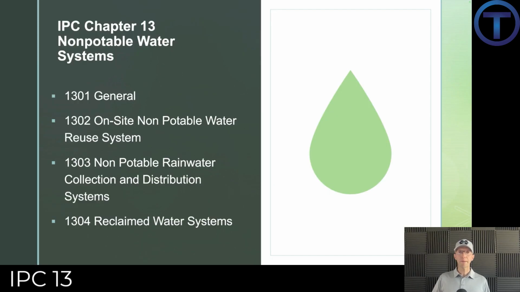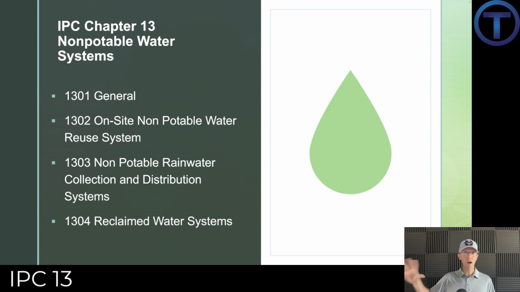Let's move on to chapter 13. This is all about non-potable water systems, also known as gray water. We'll look at the specific definitions of that in a minute, but let's just get an overview of this chapter. 1301 just goes over the general information. 1302 talks about on-site non-potable wastewater reuse. So that means there's some of this wastewater, we're going to reuse it for something, but that's within the building, right? So on-site. 1303, non-potable rainwater collection and distribution systems.